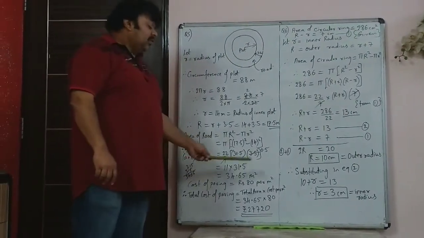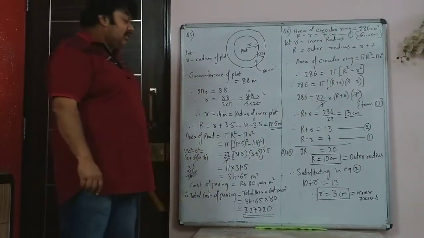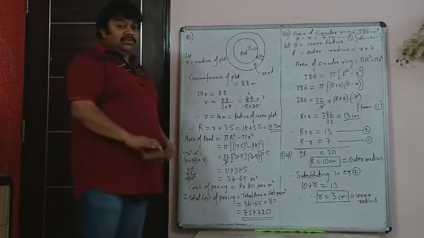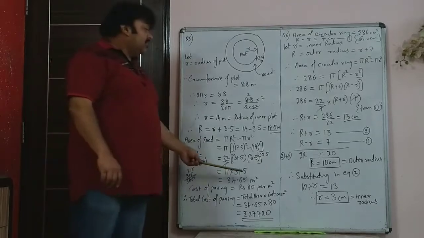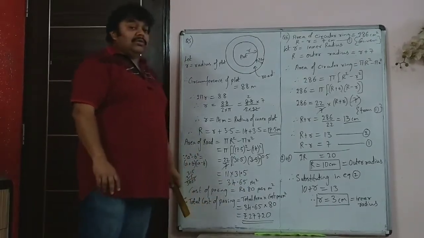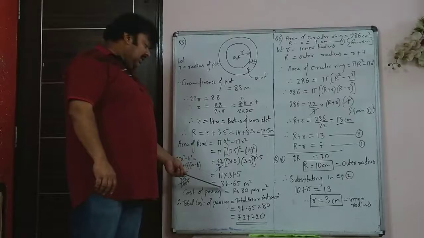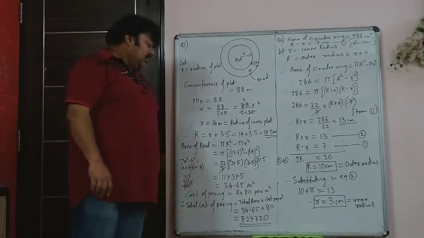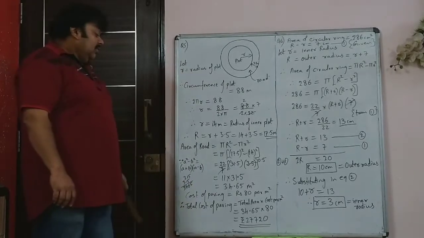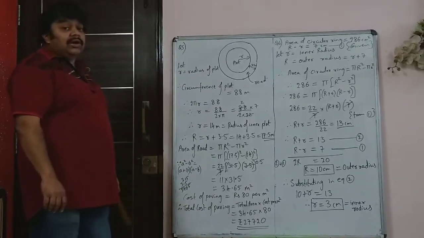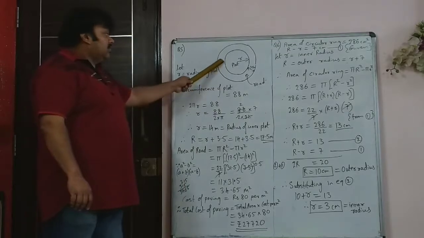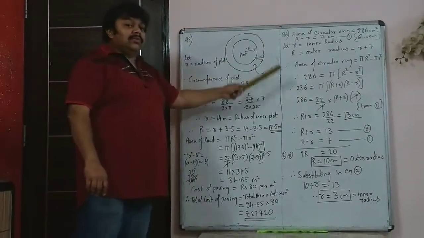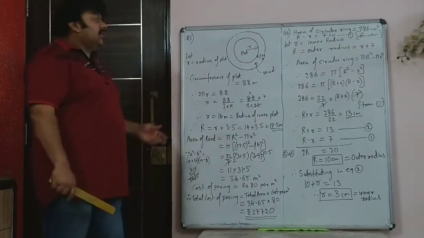So the area of the road is 346.5 meters squared, and you are given that each meter squared costs 80 rupees. To pave the road it costs 80 rupees per meter squared. So total area of the road into cost per meter squared, 346.5 into 80, 27,720 is the total cost to pave this circular road which is surrounding the plot. These are all standard simple sums.